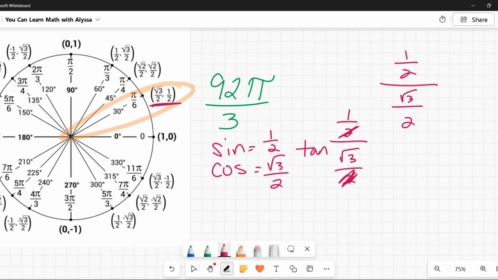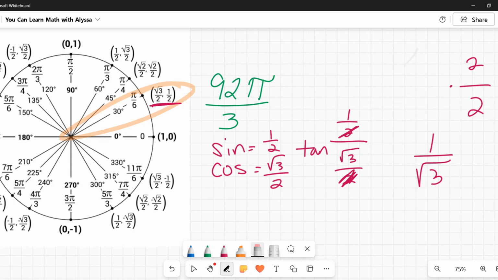1/2 over square root of 3 over 2. You're going to multiply by 2 over 2 because that is 1. So when I multiply 1/2 by 2, I get 1. When I multiply square root of 3 over 2 times 2, I get square root of 3. So it's 1 over square root of 3. It is like the 2's cancel out, essentially, a little shortcut way of seeing it. So the tangent then will be 1 over square root of 3.